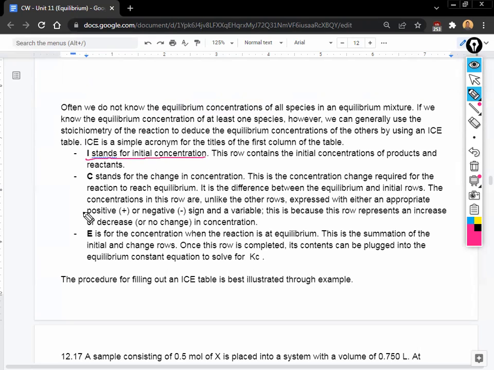Okay, in an ICE table, I stands for initial concentration. Okay, basically what concentration is everything at in the beginning. Okay. Next we have C. C is change in concentration. Okay. So how does everybody's concentration change during the reaction? Does it go up? Does it go down? So basically it could be a positive change or it could be a negative change. That's important too.